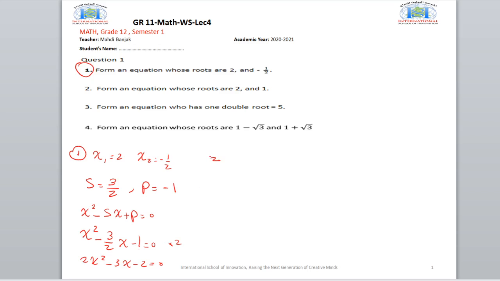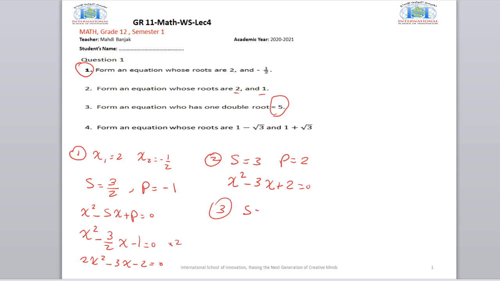Number 2. Also 2 and 1. So the sum equals 3 and the product equals 2. So the equation is x squared minus 3x plus p, meaning plus 2, equal to 0. Done.